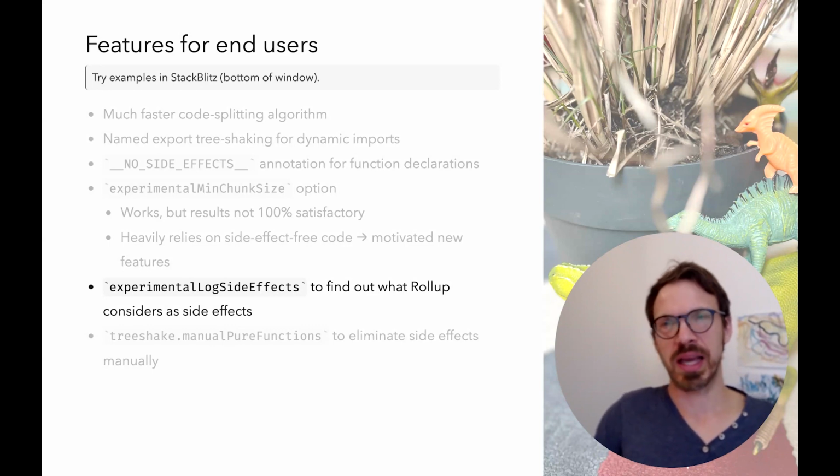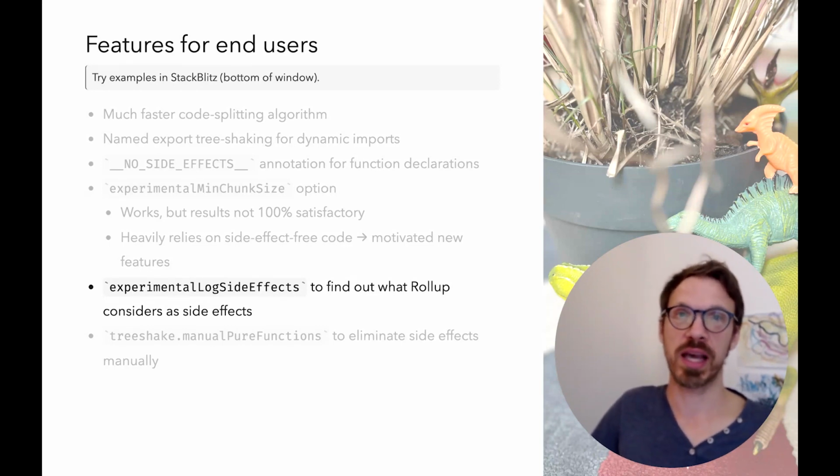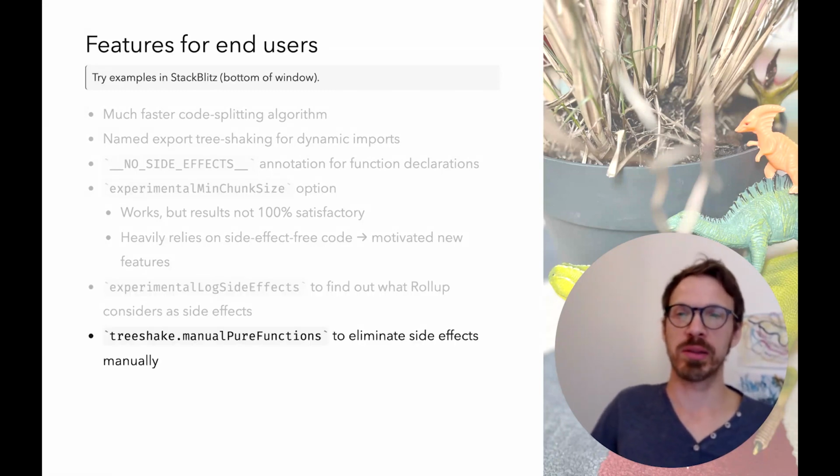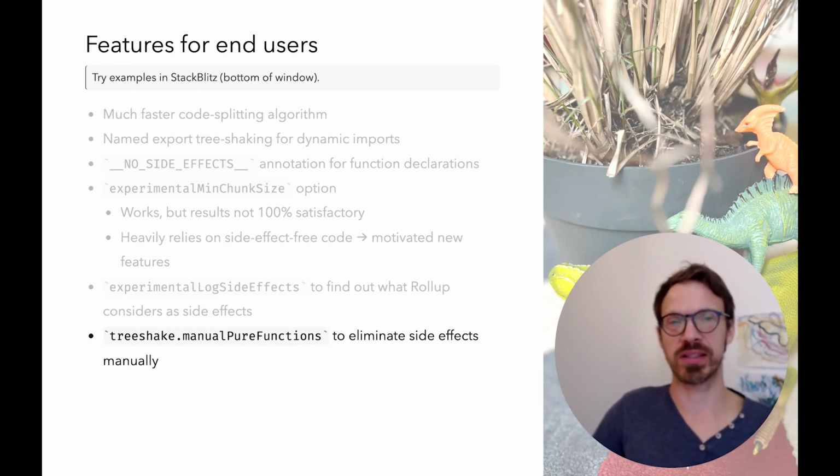So what experimental log side effects does is it logs the first side effect it finds in each module to tell you basically what the first effect is, so that you can gradually remove side effects as you go. And if you don't know how to remove them, there is now also this one, manual pure function, which allows you to basically declare functions as pure via configuration just by name. To say basically every function named foo does not have side effects. So this is great if there are side effects in your dependencies where you cannot just edit the code.